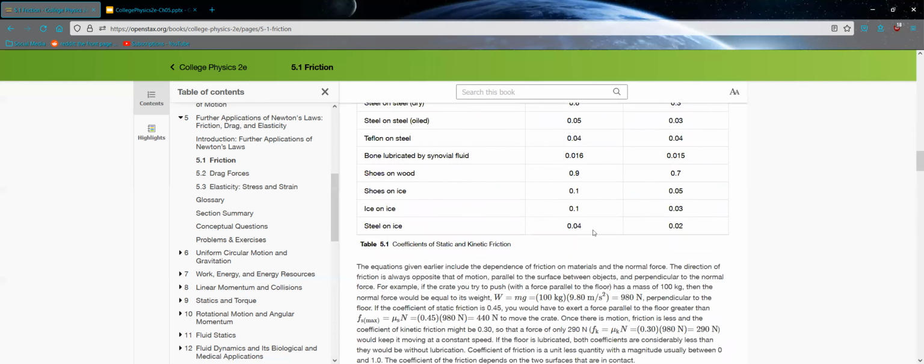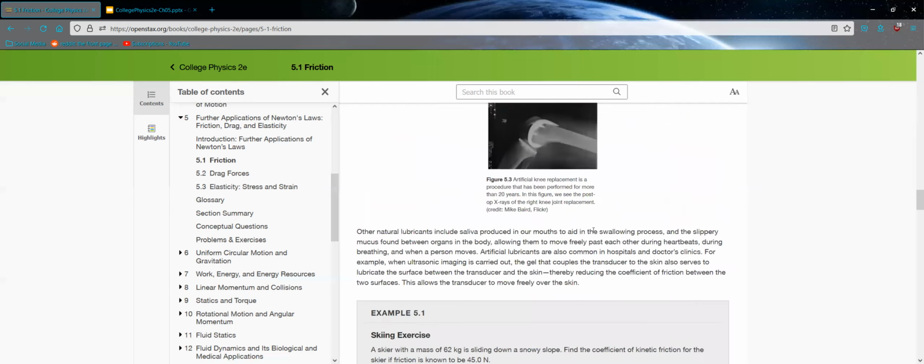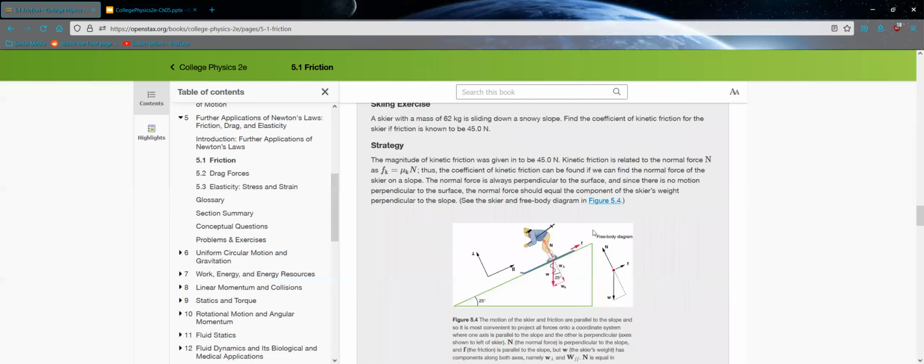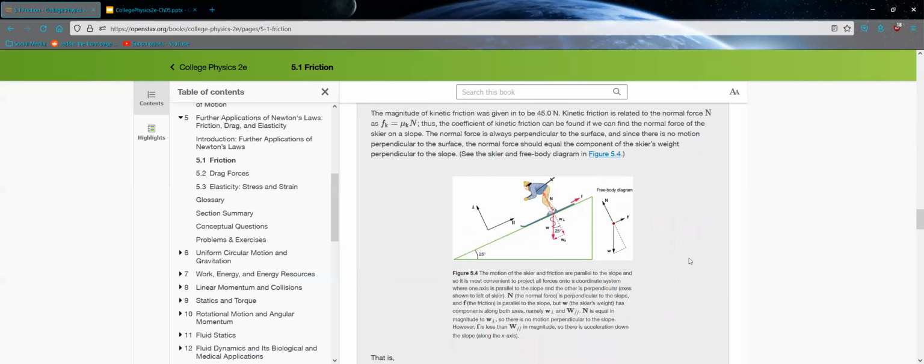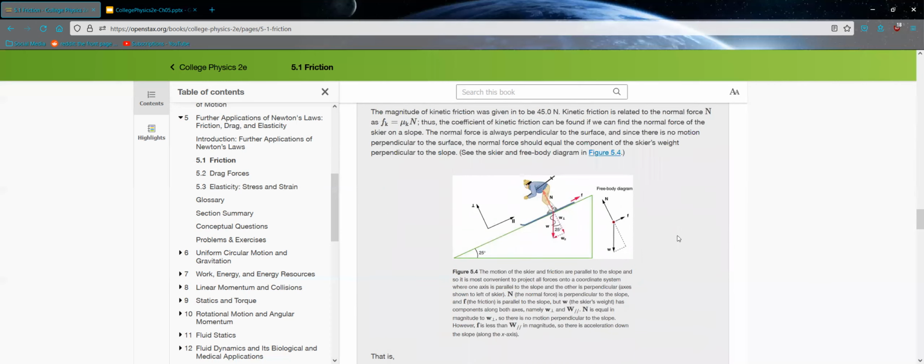So let's go over the example of skiing. A skier with a mass of 62 kilograms is sliding down a snowy slope. Find the coefficient of kinetic friction for the skier if friction is known to be 45 newtons. So the coefficient of kinetic friction is your mu value. It's asking you to determine the mu value. And there's a diagram here to explain what's going on.